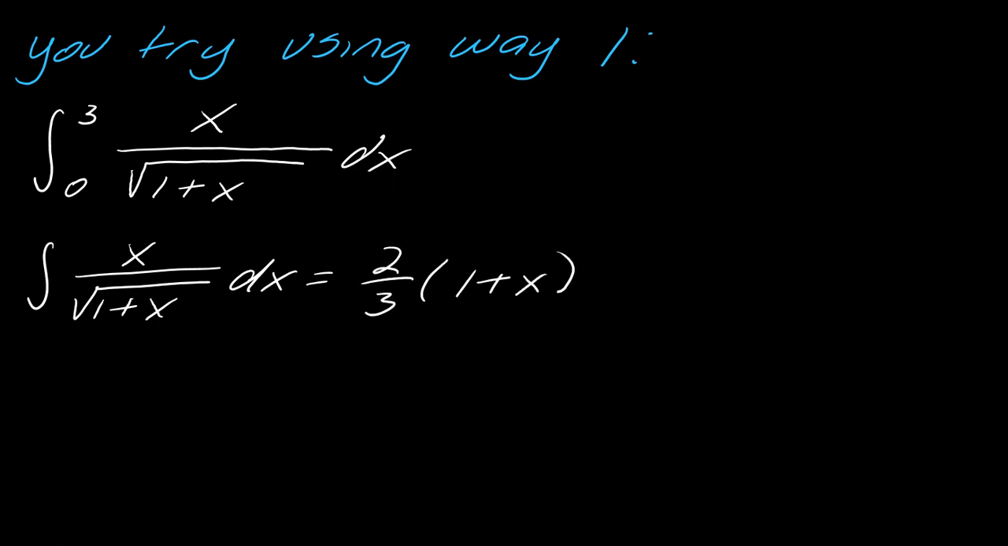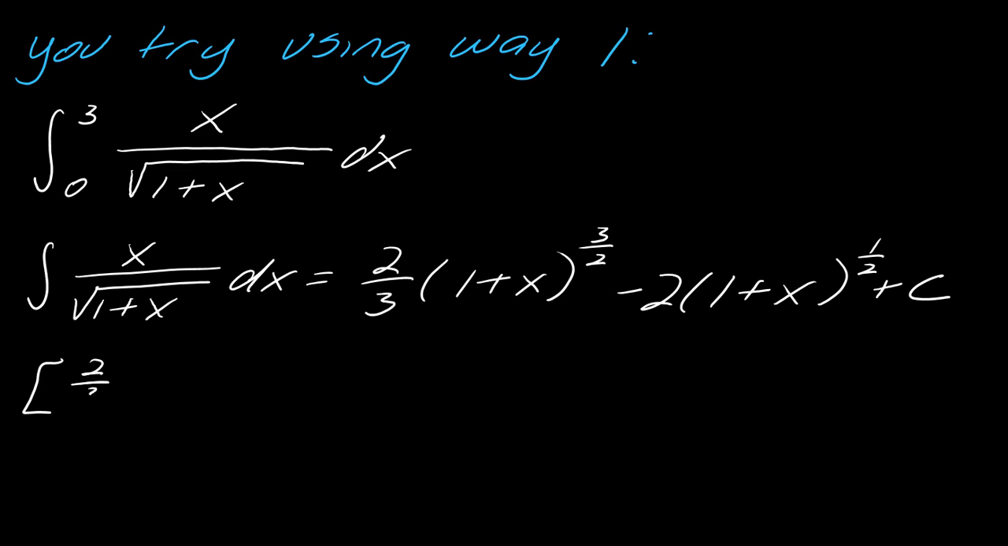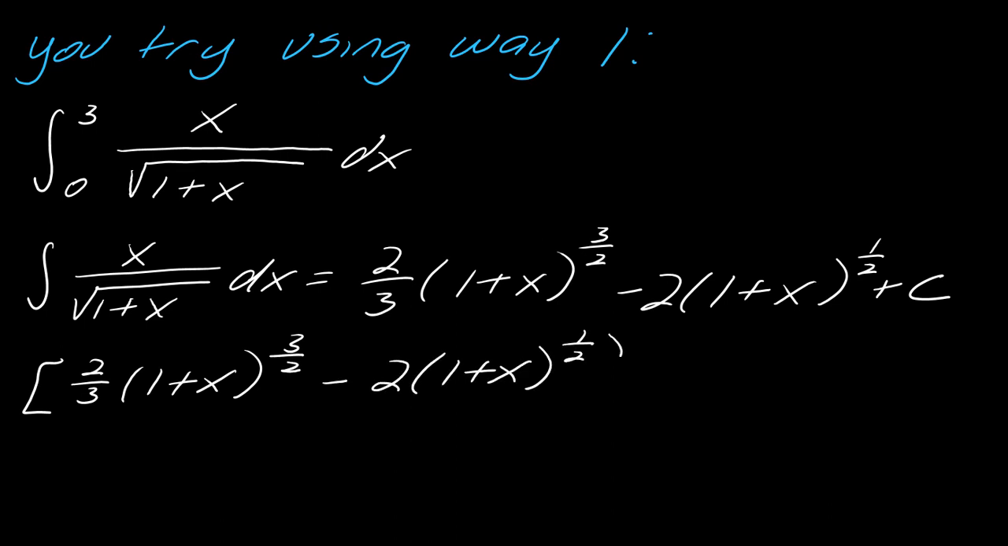So I already know that this is the answer, so I'm just going to write that down one more time for reference. So you find this part, and then you can discard the C, and you're basically going to plug in now your limits of integration into what's left over. So what I'm looking at then is 2/3 times (1 plus x) to the 3/2 minus 2 times (1 plus x) to the 1/2, and I need to evaluate this from 0 to 3.